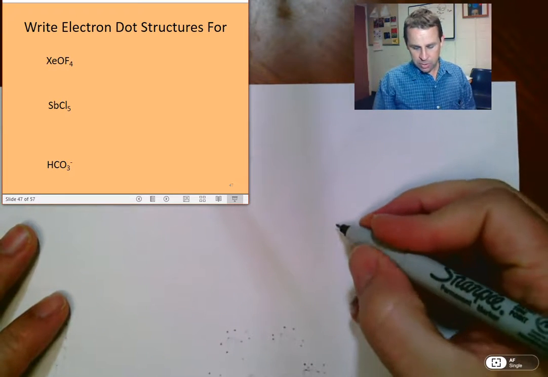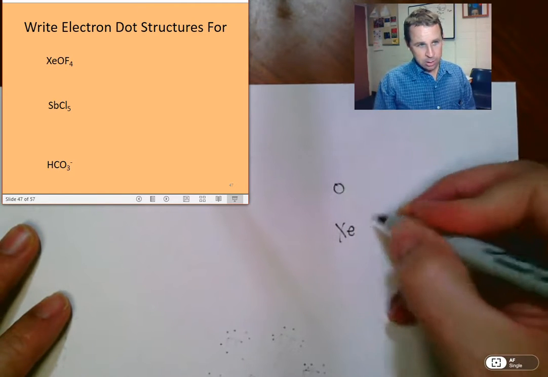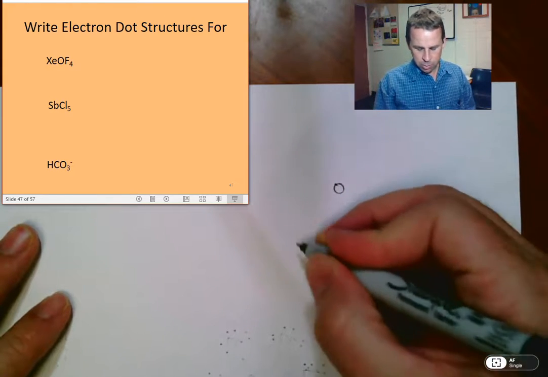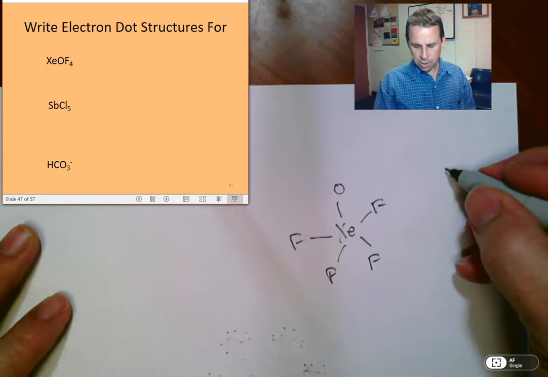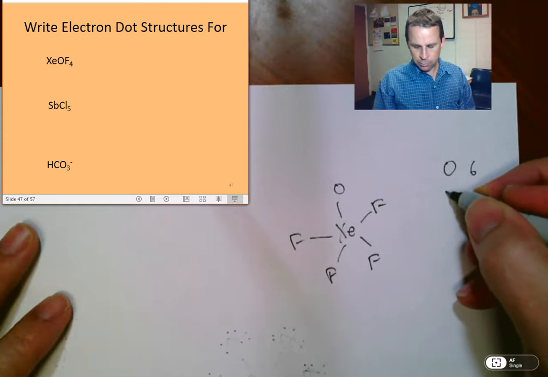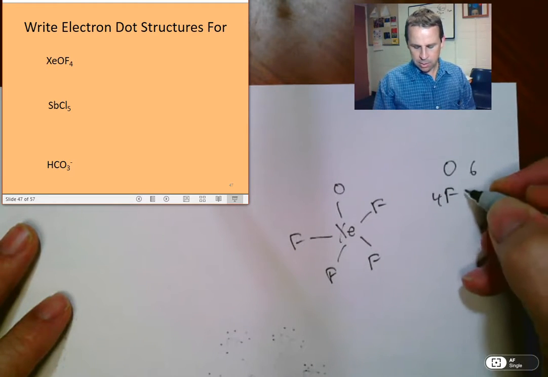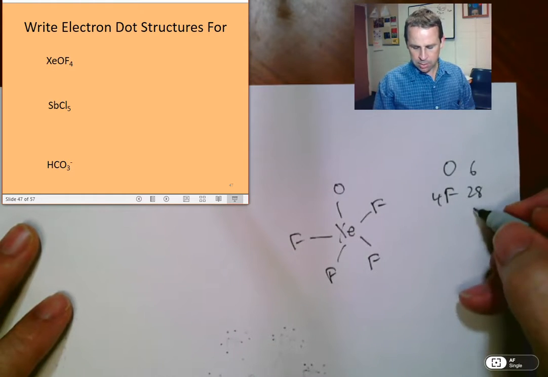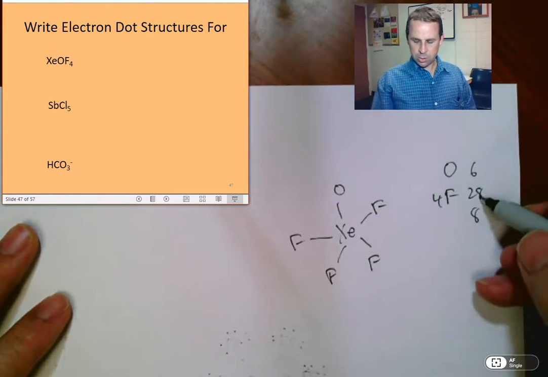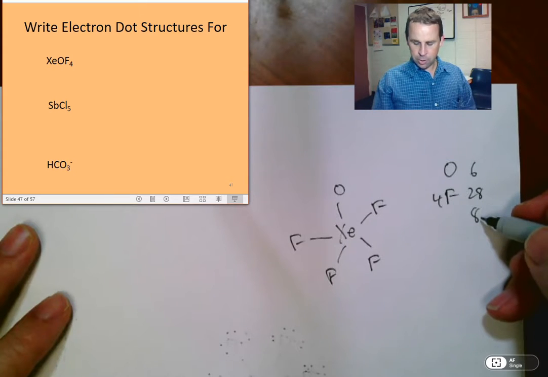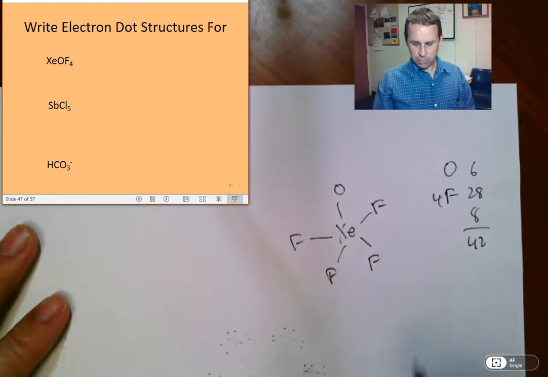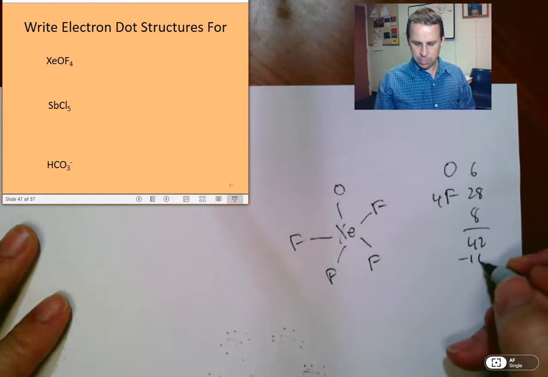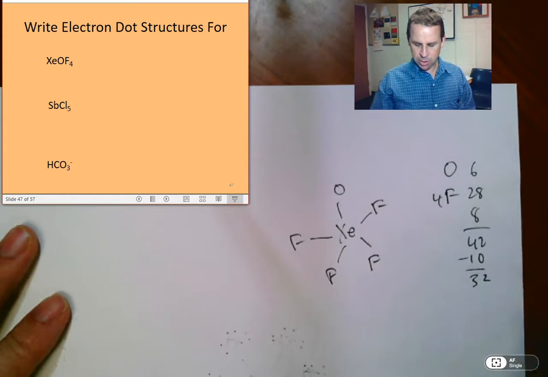But what we have here is we have xenon in the middle, oxygen, and then 4 fluorines, 1, 2, 3, 4. We draw our bonds first, and then we count up the electron density. Oxygen brought 6, four fluorines, that's 7 times 4, 28. And then xenon is 8. So 28, 34, 42 electrons altogether. We have 1, 2, 3, 4, 5, 10 electrons already put on there. So we have 32 electrons left.